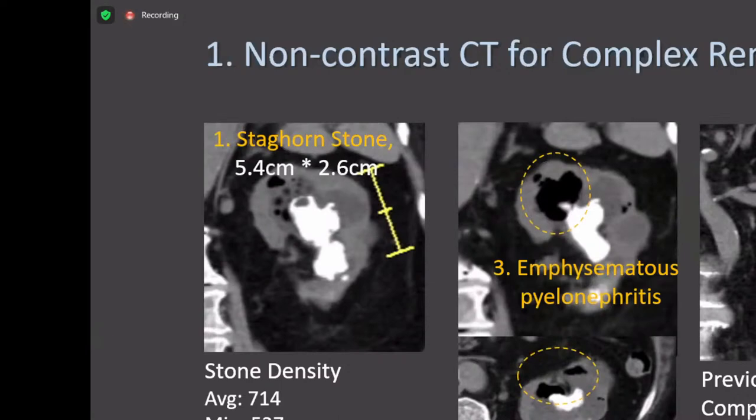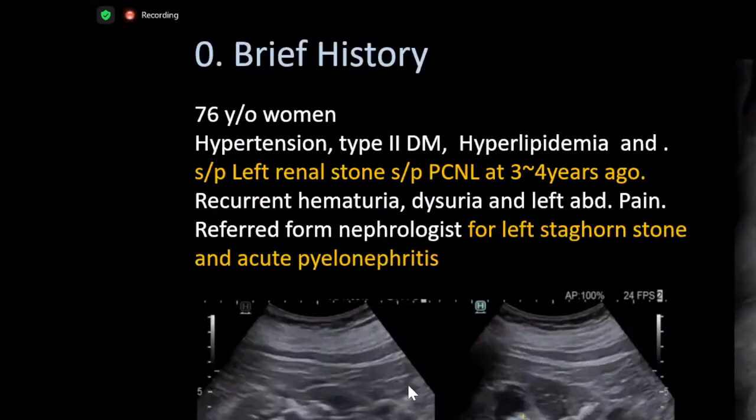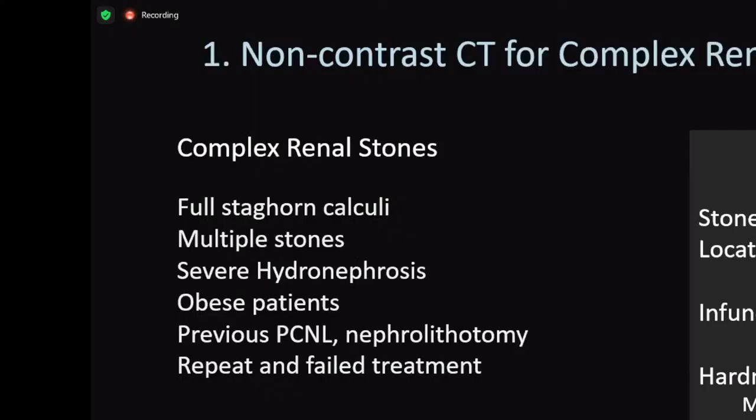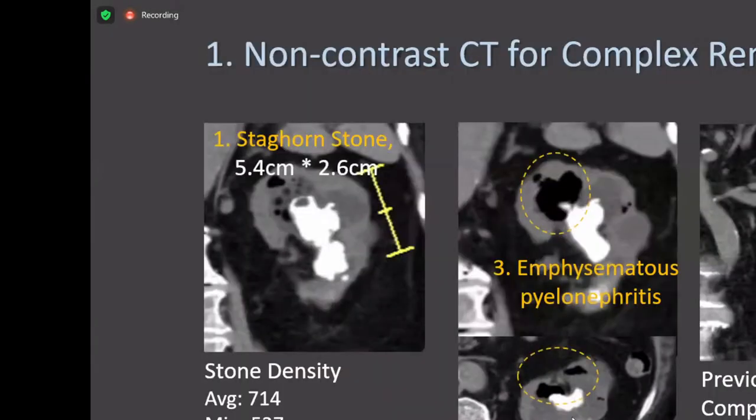So this woman has a chronic and severe infection. We call it emphysematous pyelonephritis. Actually we can find it in the renal echo, but on this side it really got missed if you don't do the CT. And then we can find the vintage of a PCNL. We can find the stone in the PCN tract, and you can find a urinoma. So it's compatible with the bad experience of the last surgery.